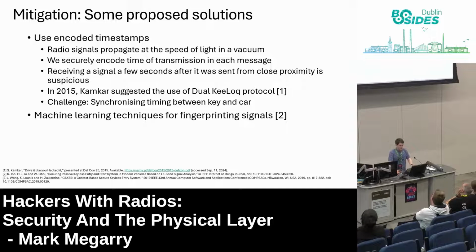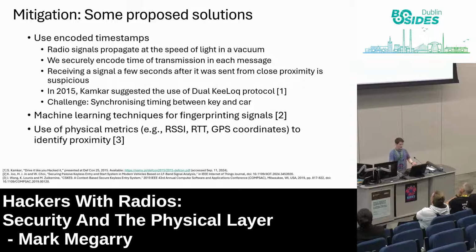Then researchers have also been looking at using machine learning techniques to fingerprint signals. So did this come from a legitimate key, or did it come from some other device? You can maybe look at the noise associated with the devices to work out if it's a legitimate key or not. And then we could look at using physical metrics like the received signal strength, round trip time, GPS coordinates. But ultimately, an issue is car key fobs, they're not high-cost devices, right? Manufacturers really want to keep the cost down because you don't want to buy a £10,000 key fob at the end of the day.